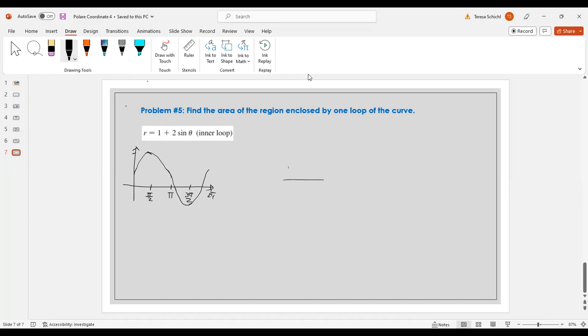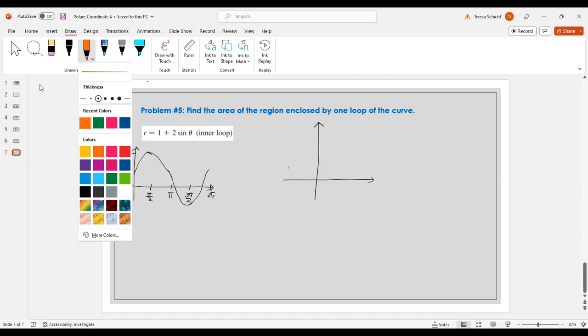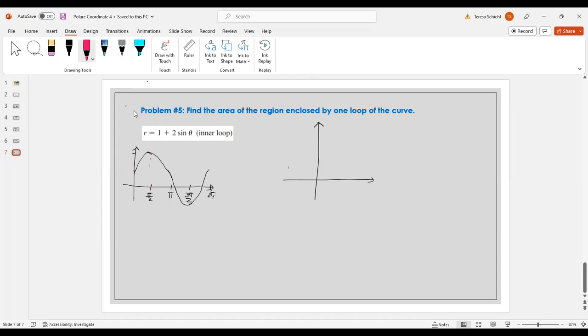After we do that, it should be pretty easy to integrate. So remember, we look at where it is positive. From 0 to pi over 2, the value is from 1. So I'm starting at 1 here, then going all the way to 3 here. So this will go like this.